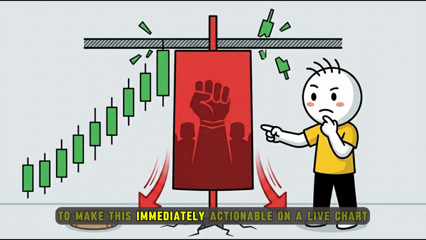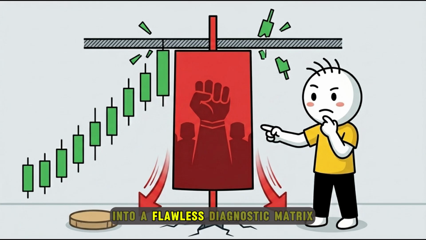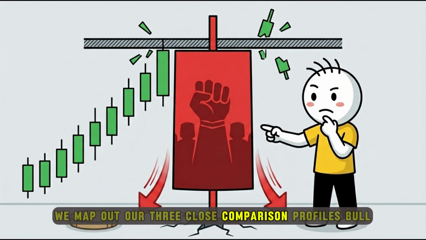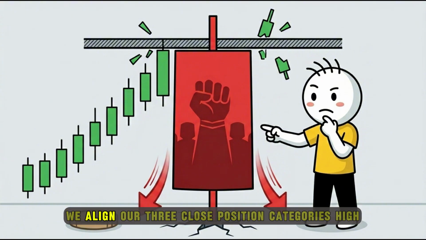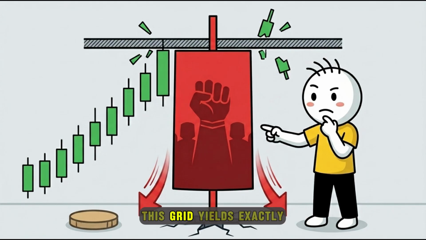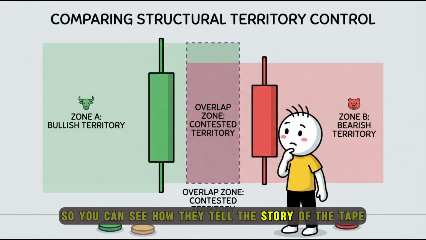To make this immediately actionable on a live chart, we marry these 2 core concepts together into a flawless diagnostic matrix. Picture a grid. On our x-axis, we map out our 3 close comparison profiles: bull, range, and bear candles. On our y-axis, we align our 3 close position categories: high, mid, and low closes. This grid yields exactly 9 structural candle combinations. Let's walk through every single one of them, so you can see how they tell the story of the tape.